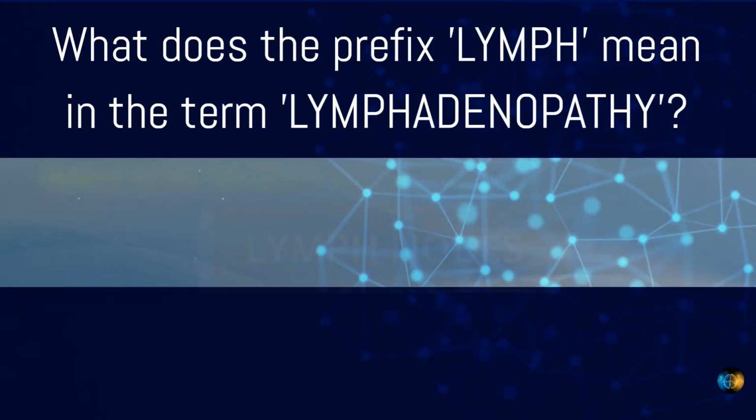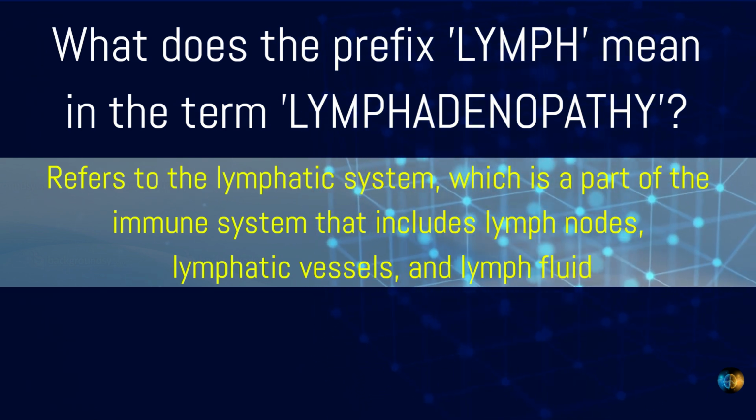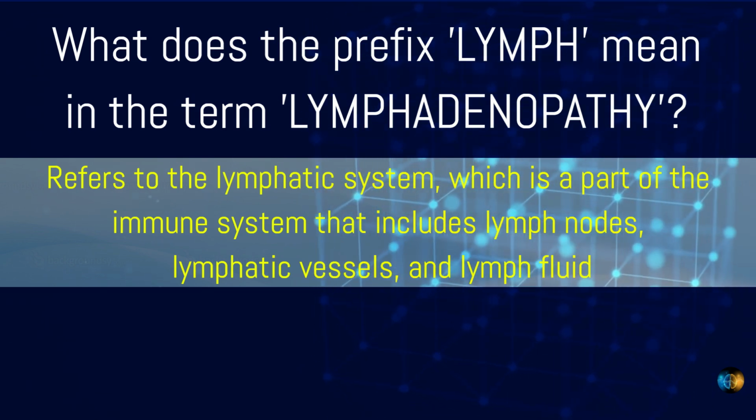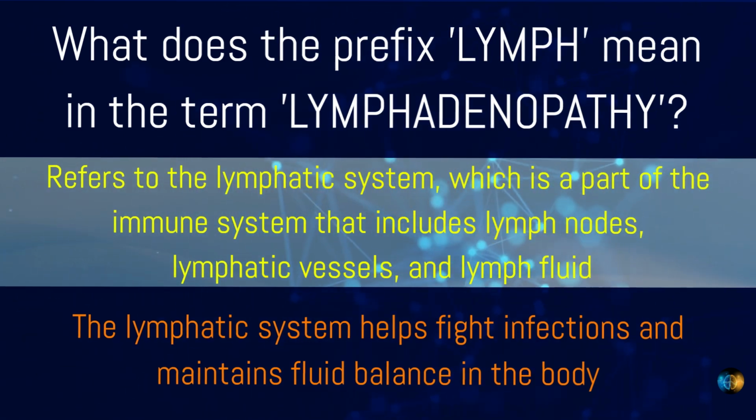What does the prefix lympho mean in the term lymphadenopathy? Lymph nodes. It refers to the lymphatic system, which is a part of the immune system, that includes lymph nodes, lymphatic vessels, and lymph fluid. The lymphatic system helps fight infections, and maintains fluid balance in the body.